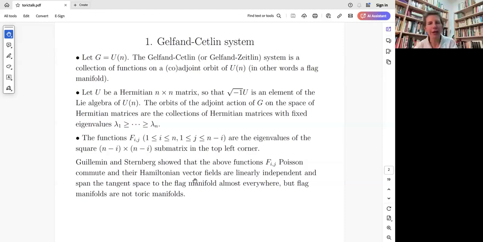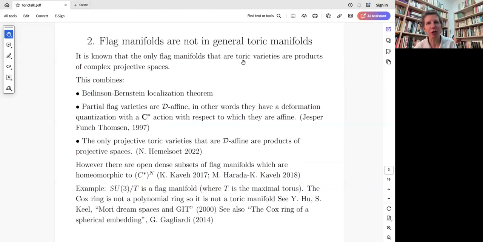So that sounds like a system where the number of vector fields is half the dimension of the space. So that sounds almost as if a flag manifold were a toric manifold. But in fact, flag manifolds are not toric manifolds, as we will see. In fact, it's known that the only flag manifolds that are toric manifolds are products of complex projective spaces.